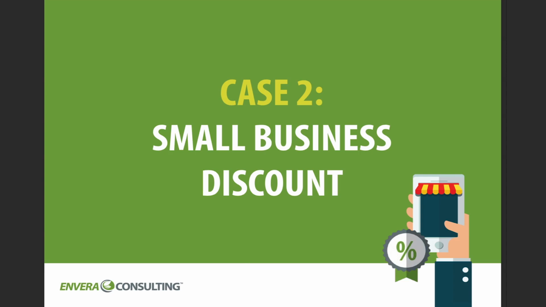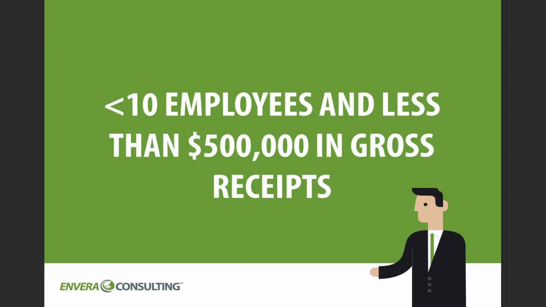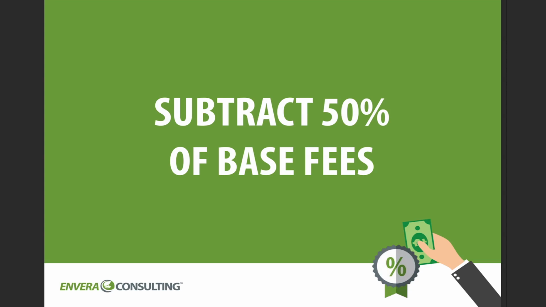Case number 2, or modifier number 2, is a small business discount. And so this is, again, a discount from the permitting fees. If the business meets the definition of a small business in Rule 102, then they can apply for this discount. Now, that typically means that there are less than 10 employees, and the company is making less than $500,000 in gross receipts per year. And so if you qualify for that, then you can subtract 50% off the base fees that you've previously calculated. And so again, this is a discount for small businesses.